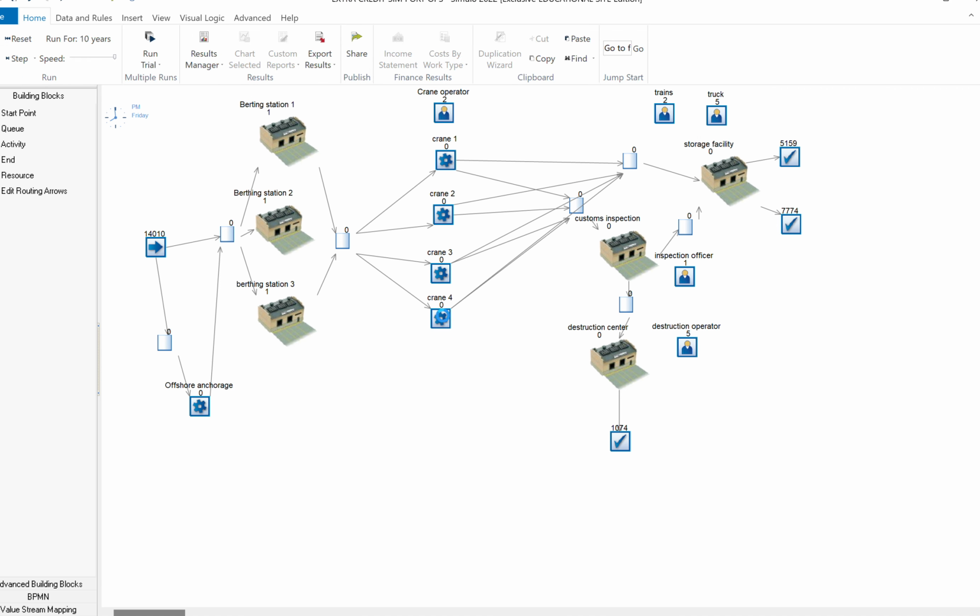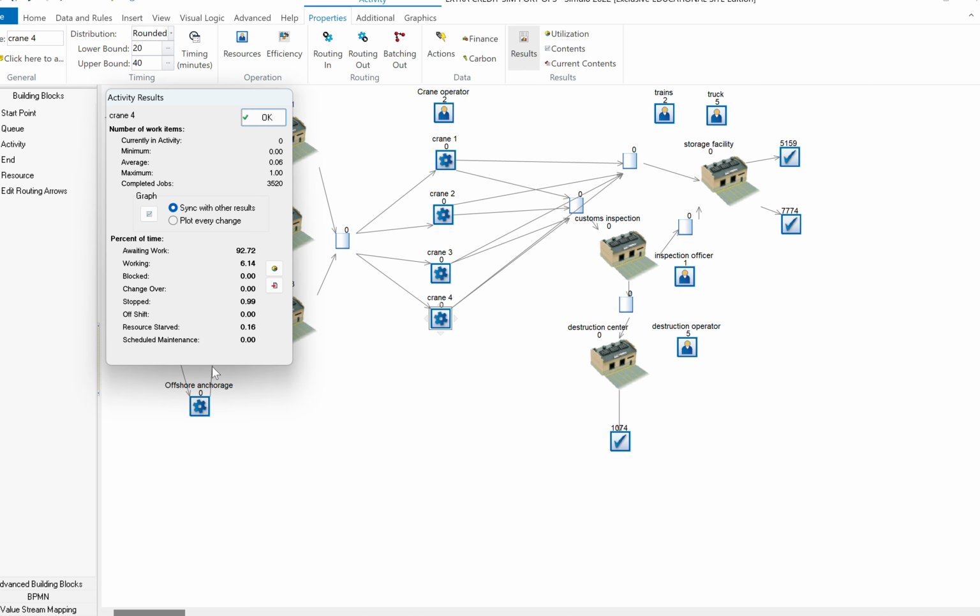When we look at crane 4 results, you can see it was resource starved 0.16% of the time, stopped only 0.99% of the time, and the rest is right up here for working and awaiting work.